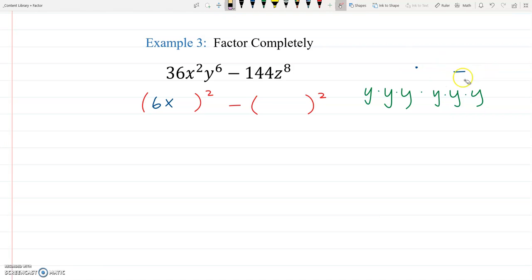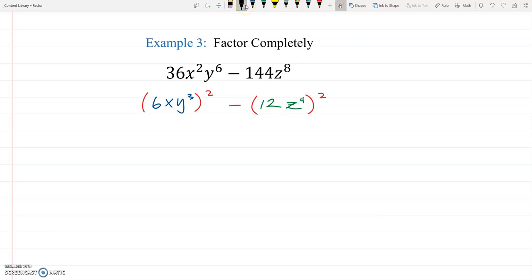All right, let's get rid of our scratch work here. Okay, so I've got y cubed. If I were to square that, there would be a total of 6 y's. Good. All right, in this one, to get 144, that's probably a 12. To get z to the 8th, something times itself equals a total of 8 z's. 4. So that's z to the 4th power. So now I know what's being squared.